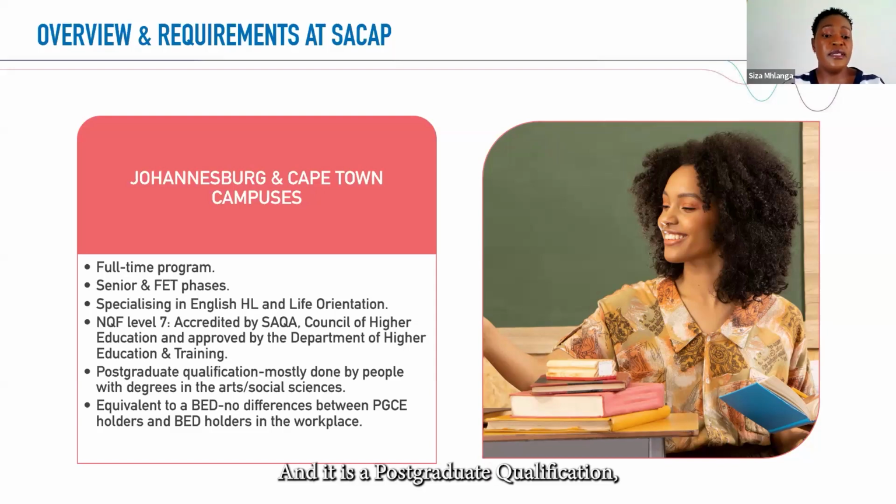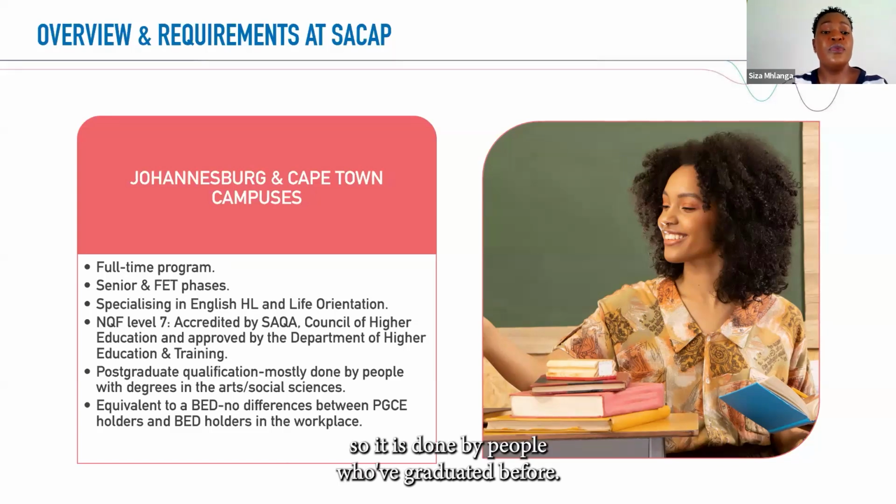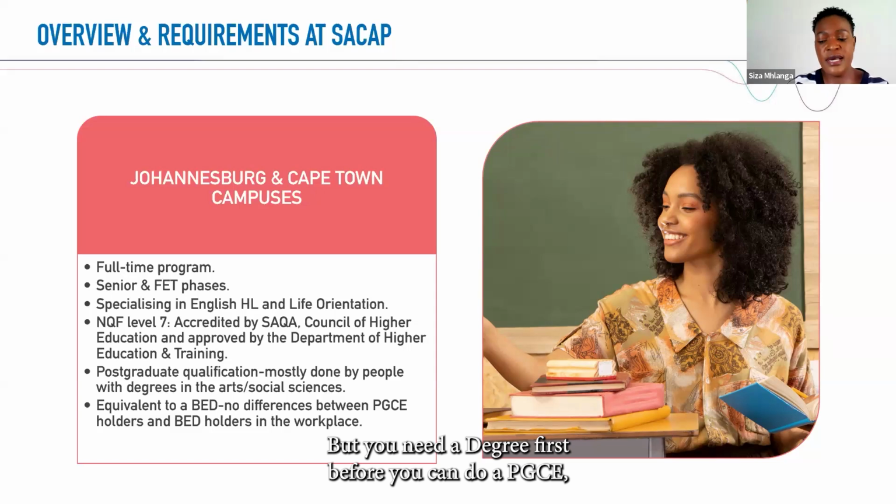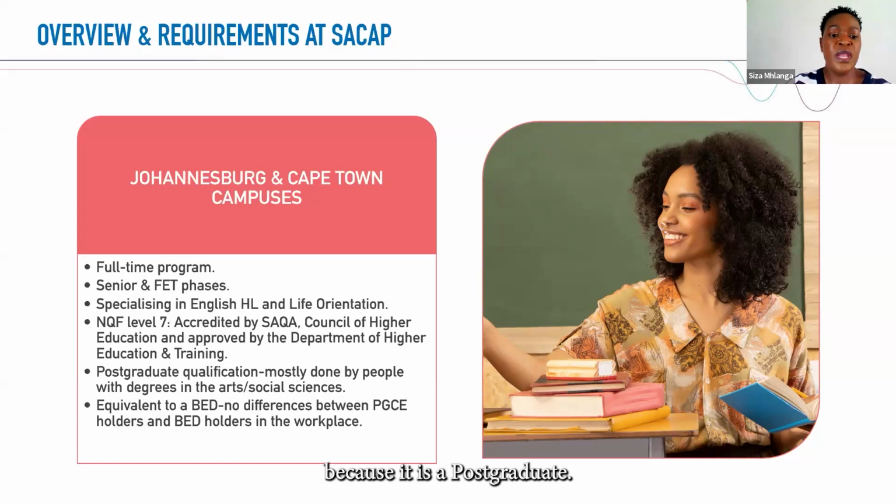And it is a postgraduate qualification. So it is done by people who've graduated before. So you need to have your undergrad, even if you have an honors as well, but you need a degree first before you can do a PGCE, because it is a postgraduate. It's mostly done by people who studied the arts or the social sciences degrees.